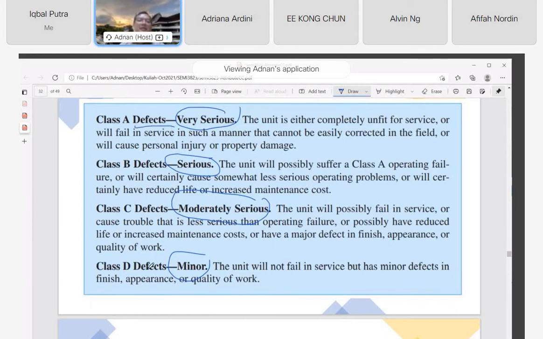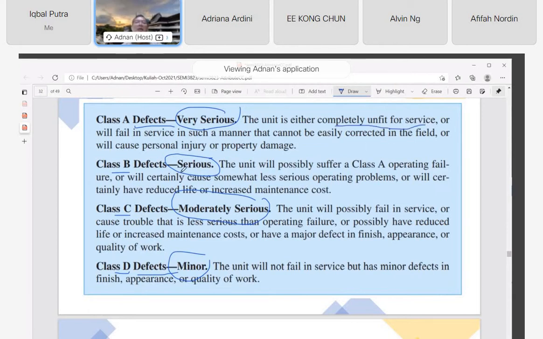Ada defects hanya kosmetik sahaja, it will be minor. Okay, the minor. So kalau defect according to this author lah, dia kata class A defects, class B defect, class C defect, class D defect. The class A is very serious, so completely unfit for service, tak boleh guna langsung.